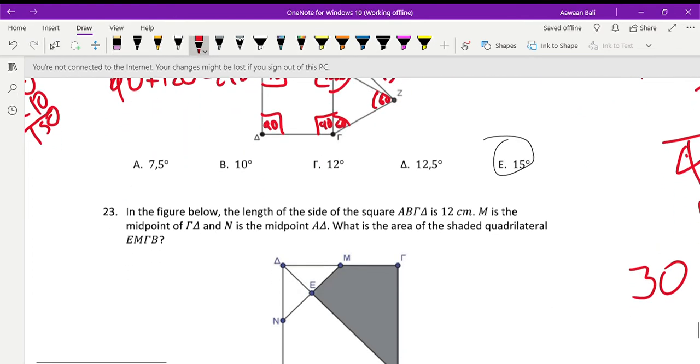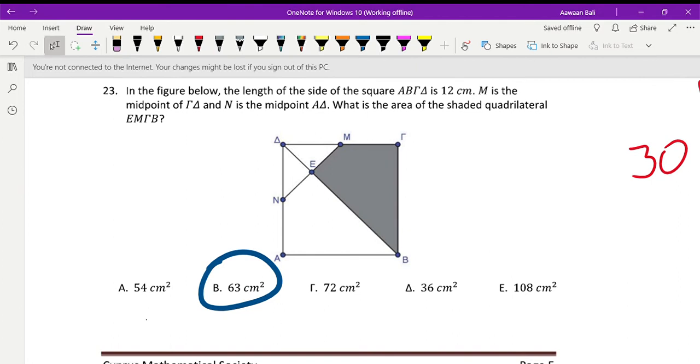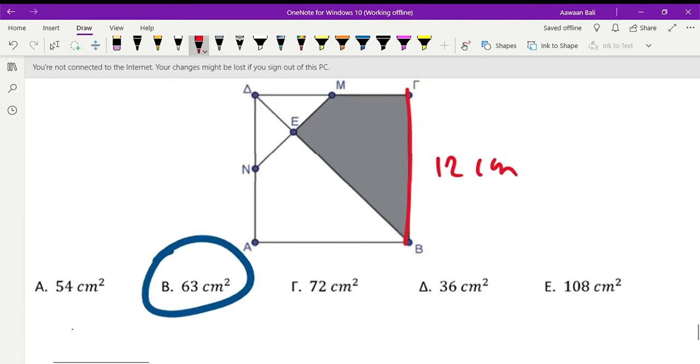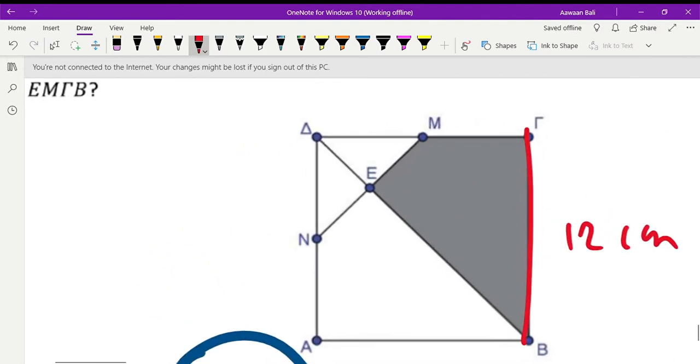Okay. Question number 23. In the figure below, the length of the side of the square alpha, beta, gamma, delta is 12 centimeters. M is the midpoint of gamma, delta, and N is the midpoint of alpha, delta. What is the area of the shaded quadrilateral? You see the shaded quadrilateral. To find this, we'll have to find the area of the triangle, the half of a square. So basically, 12 squared is 144.